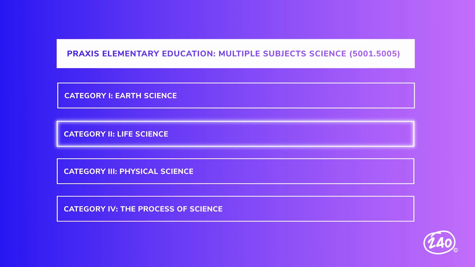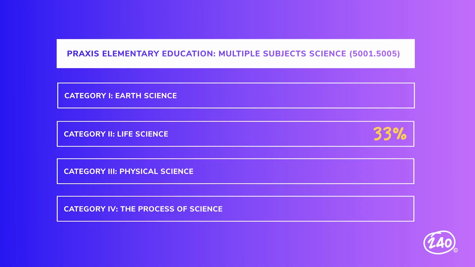Just like the earth and physical sciences, life science takes up roughly 33% of your exam. I mean, technically it would be 33.333 repeating. So about 18 questions on your exam will come from category 2.